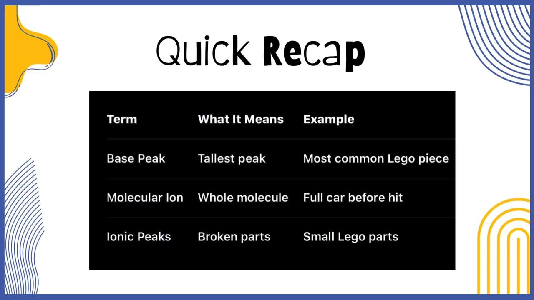Fun fact: if we quickly recap our presentation, we discussed electron ionization, what it means, and an example, and we discussed three different peaks: base peak, molecular ion peak, and ionic peaks. The base peak is the tallest peak, the molecular ion is the whole molecule, and the ionic peaks are the broken parts.